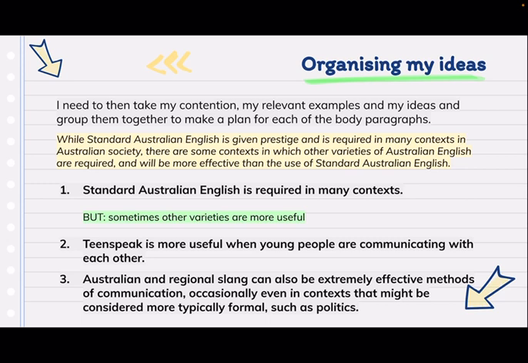Australian and regional slang can also be extremely effective methods of communication, occasionally even in contexts that might be considered typically more formal, such as politics. So for my plan, I've gone with the politics idea, but you easily could have instead a paragraph on digital language like was kind of signposted in the stimulus. That's fine too. Or you might have your own idea that hasn't been taken from the stimulus at all, and that also is completely fine.